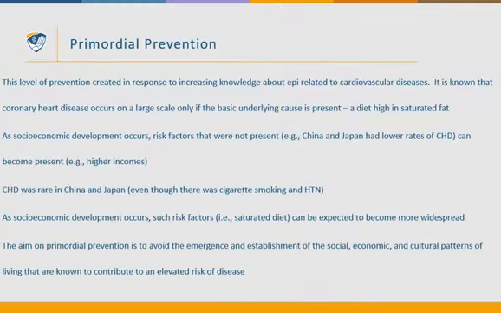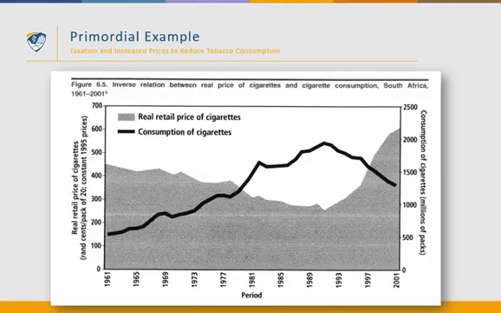As socioeconomic development occurs, such risk factors can be expected to become more widespread. The aim of primordial prevention is to avoid the emergence and establishment of the social, economic, and cultural patterns of living that are known to contribute to an elevated risk of disease. Here is a primordial example: taxing tobacco to try to decrease overall tobacco consumption. We see the consumption of cigarettes start to decline in the 1990s as the real retail price, so the price and the inclusion of tax, increased.